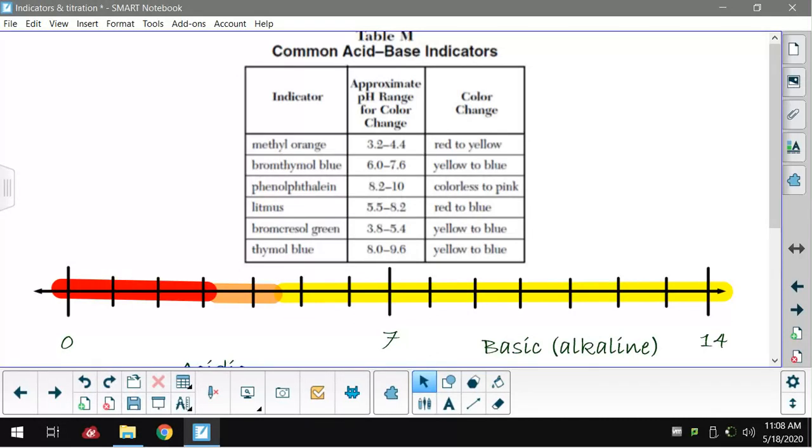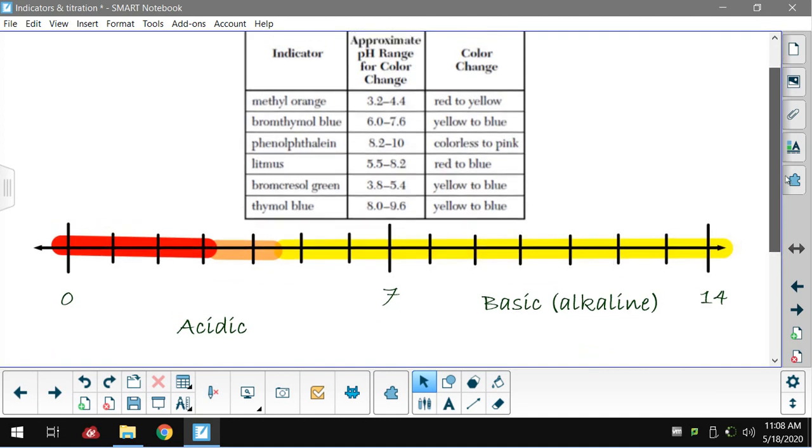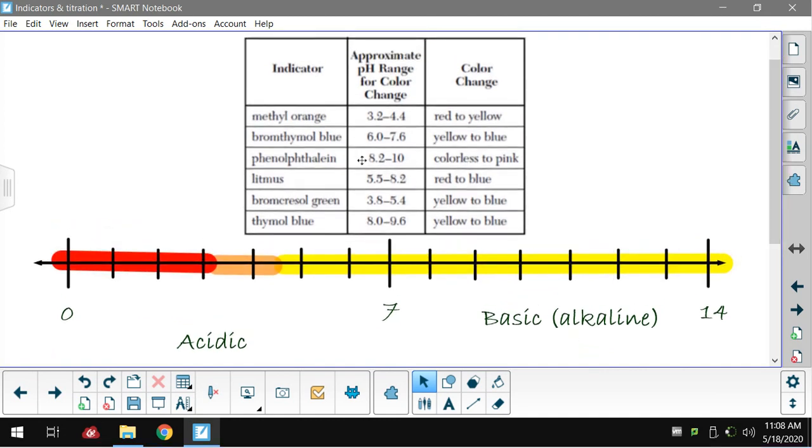So I have a couple questions for you on the worksheet. So work through the worksheet. If you have any questions, please ask. These are all based upon Table M indicators.